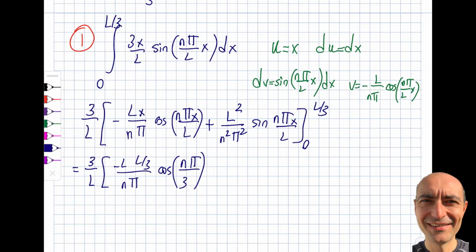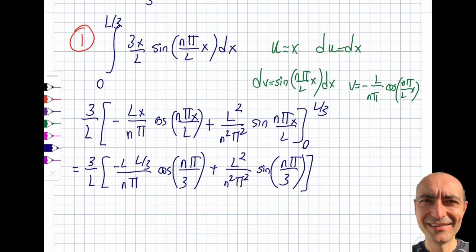When I insert 0 here, as x is equal to 0, I don't have to write anything there, so that vanishes. Plus, when I insert x is equal to L by 3, I'll get sine, same thing, n pi by 3, right? What about when I insert x is equal to 0? Well, I don't see any x, so this is not going to drop out, but then this is going to be sine 0. What is sine 0? 0. So that drops out.